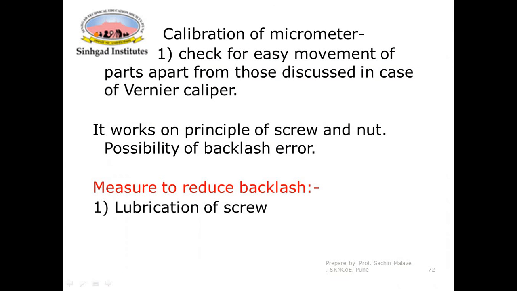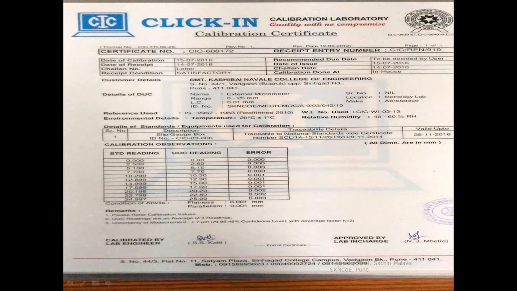So how to remove the backlash error? Here there is no complication. Only what you have to do is carry out the regular lubrication of these parts of the micrometer. This lubrication will reduce the possibility of the backlash error. Then this is just a sample calibration certificate.